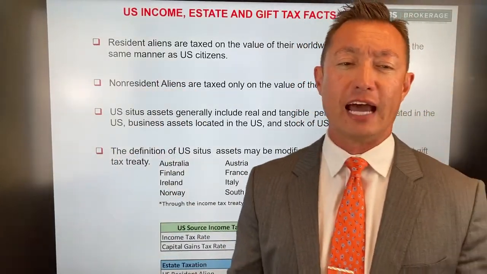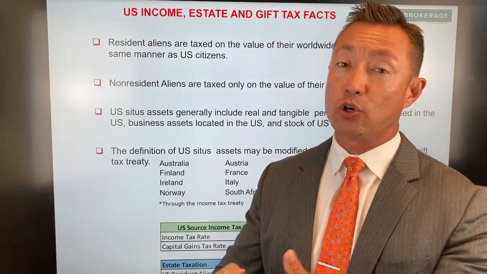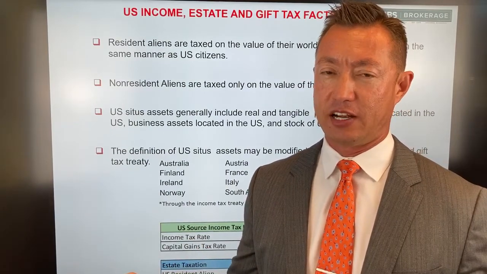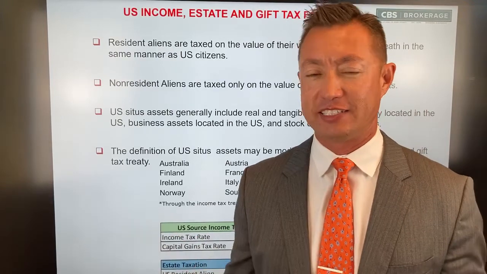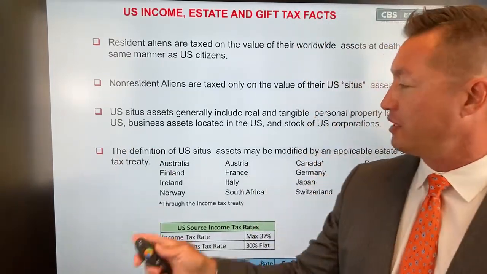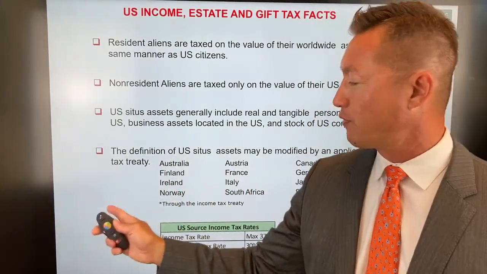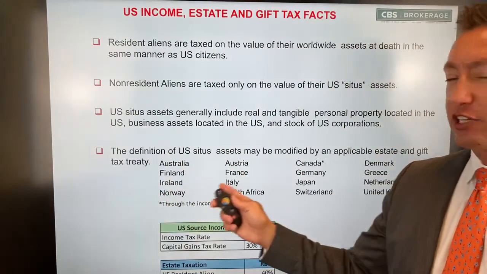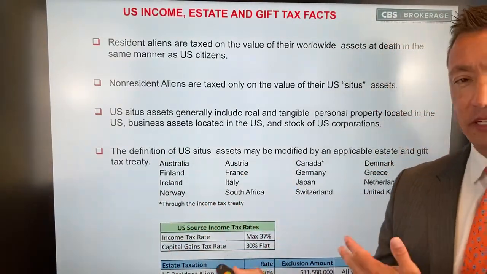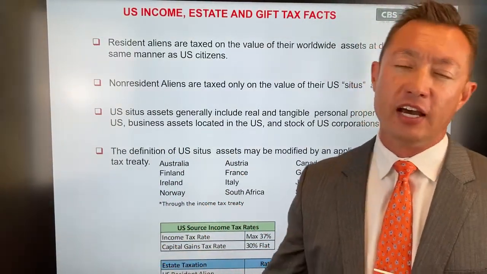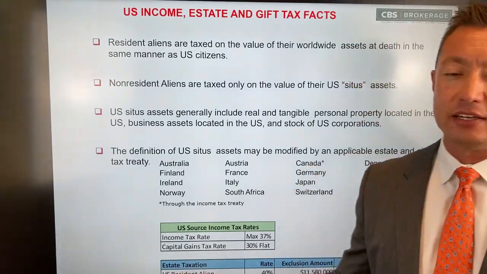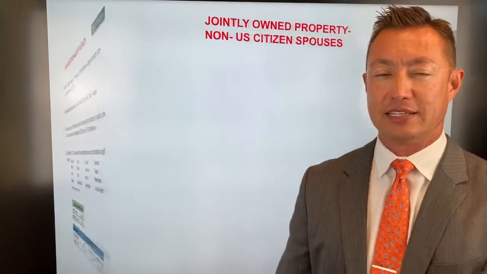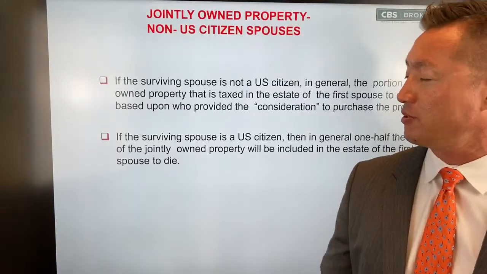Resident aliens are taxed on their worldwide assets just like U.S. citizens are. Non-resident aliens, as I said before, are not taxed on worldwide assets, just the assets situs in the United States. The definition of what is situs in the United States and so forth is dependent on certain countries having tax treaties with us. They're listed here. We have this piece, like I said, available by PDF. There is also a flat capital gains tax rate of 30%, and we'll get into the estate tax aspects of the difference between these two shortly.